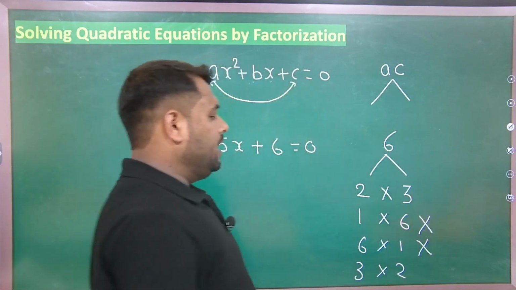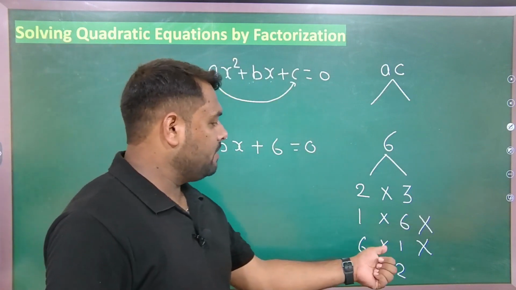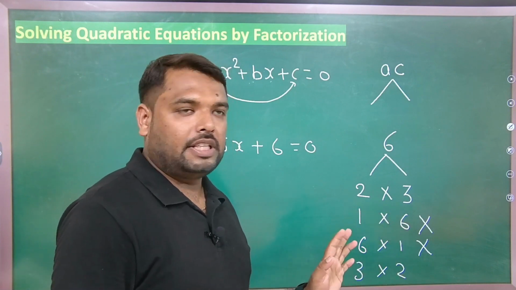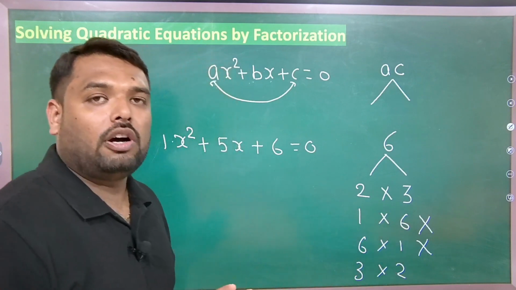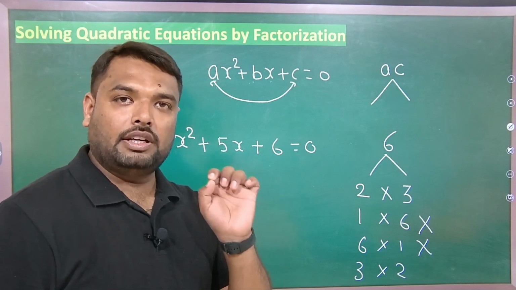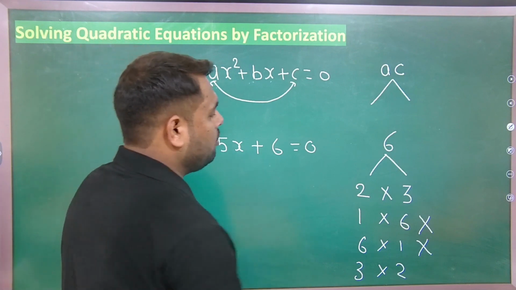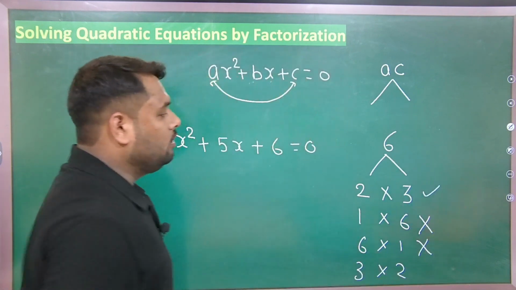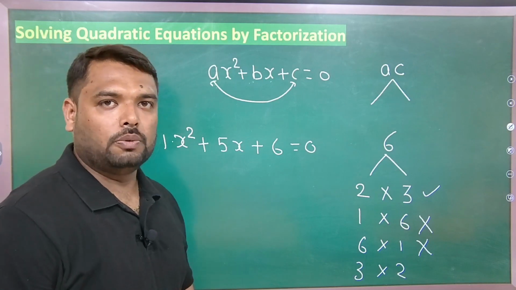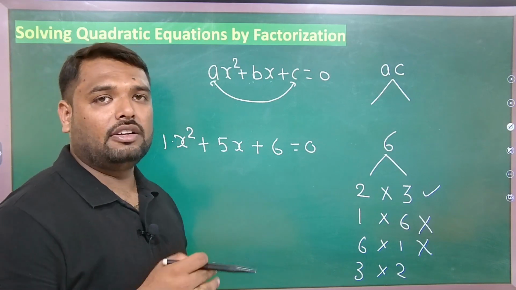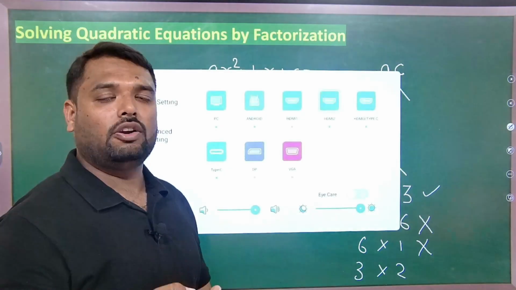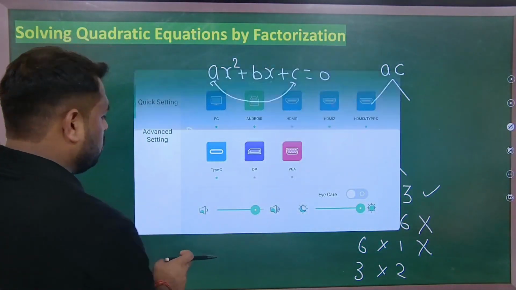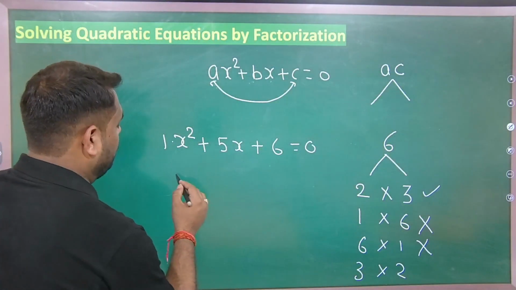So these two values are ignored. These two factors are ignored. Why? Because you will not get a common factor here. So what you have to take are the factors 2 into 3 or 3 into 2. You can take any order, 2 into 3 or 3 into 2. Both are correct. I am taking 3 into 2.